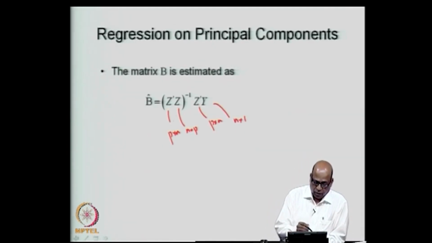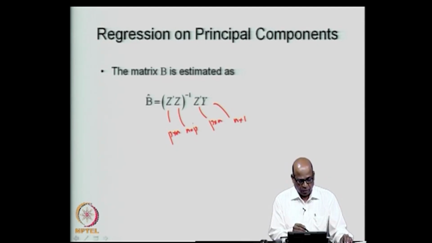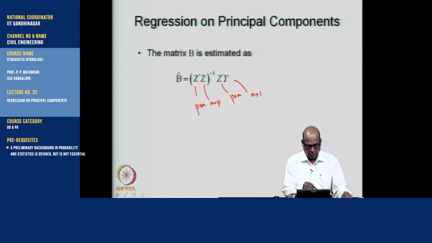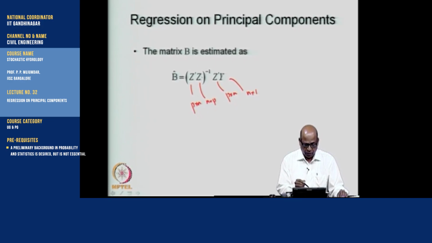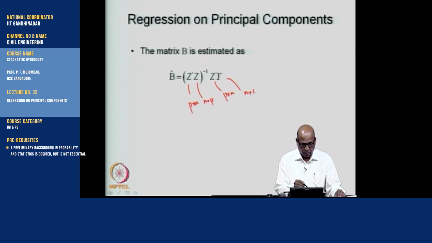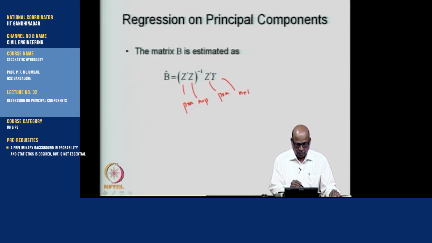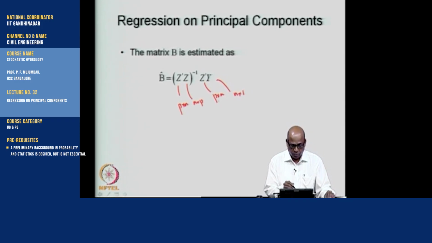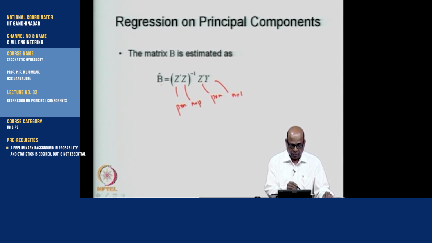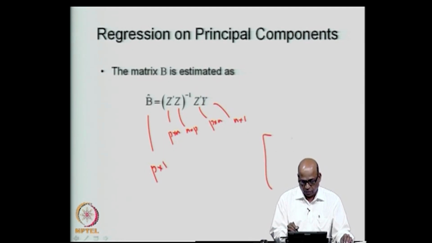I am sorry, let us look at that. This is n by p, z is n by p matrix, and z dash is p by n. So, you will get p by p, and z dash is p by n. So, you will get p by p, p by n and n by 1. So, this will be p by 1, b dash will be p by 1. So, that is what you get here.